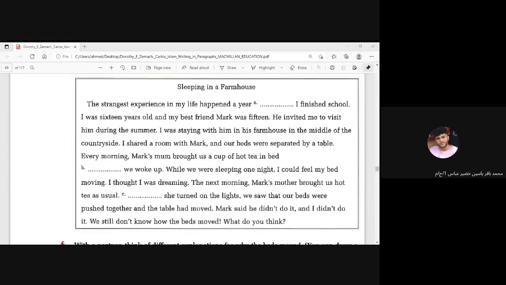So Mark said he didn't do it, and I didn't do it. We still don't know how the beds move. What do you think? Okay, so we will discuss what we think about this event. Now, if we go back to the beginning of the paragraph, we have: the strangest experience in my life happened a year before I graduated from school. Now, which event happened first? The finishing of the school or the strange experience?